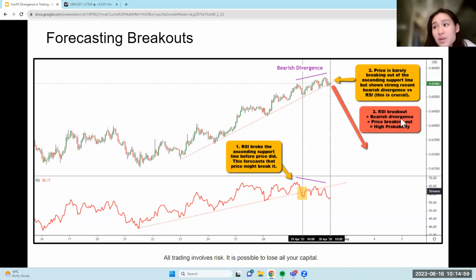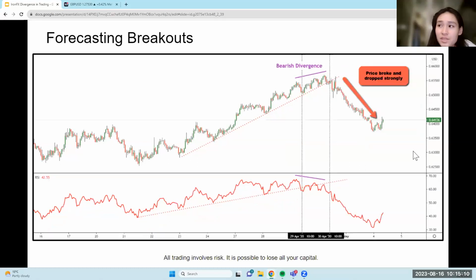Point number 3, RSI breakout plus bearish divergence as well as the price breaking out gives us a high probability that price is going to reverse immediately after this line. You can see that's exactly what it did. It reversed off and it dropped strongly.